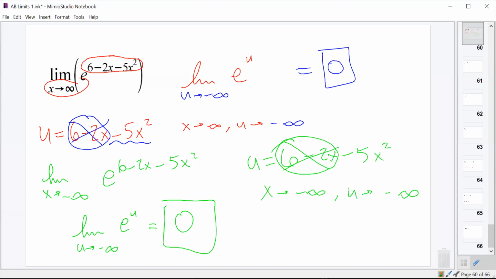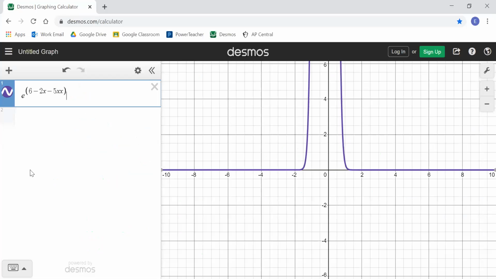Which tells us that on both sides, to the left and to the right, this has horizontal asymptotes of y equals 0. And we could go in and graph this if we wanted to. We have e to the 6 minus 2x minus 5x squared, in Desmos. And if we graph that, we can see that to the left, it's approaching 0, and to the right, it's approaching 0. Right? Good or no? Good. All right. Cool.